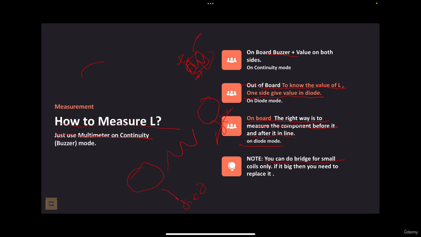You can do a bridge for small coils only, if something is not working with the coil. If it is so small, we can take it out of the board and make a bridge here, and it will probably work. If it's big, then you need to replace it. And I always replace it, whether it's big or small. I don't like to make a bridge at all.